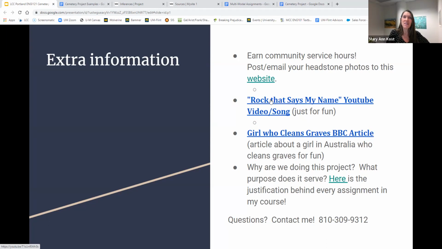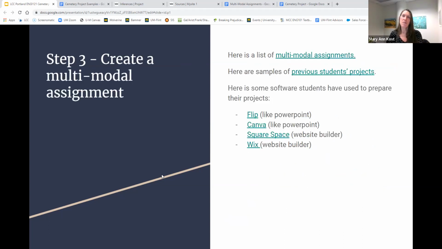I found this video, or I'm sorry, this song about cemeteries. Here's an article about a girl who cleans graves. And then why in the heck are we doing this? Because the explanation and the objectives are here. I really feel that students need to be taken out of the classroom to learn. And this is my way of doing that. Yes, it's cold. We'll just bundle up.